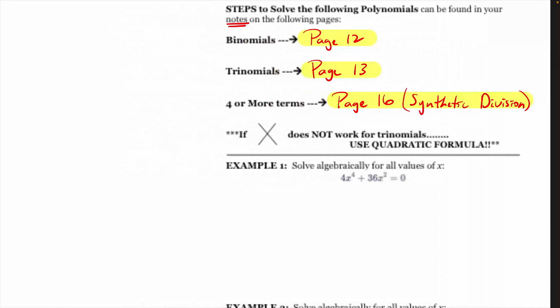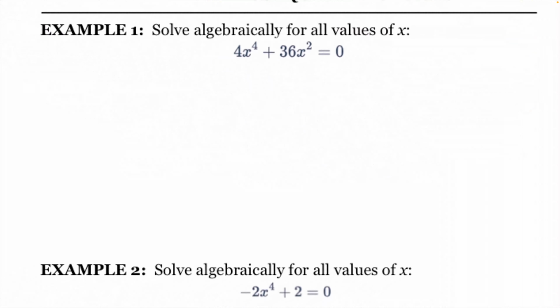Let's look at example number 1. Go to example number 1. Is it a binomial? Is it a trinomial? Or is it 4 or more terms? It's a binomial, right? Those steps are on page 12. They're also on the board there.